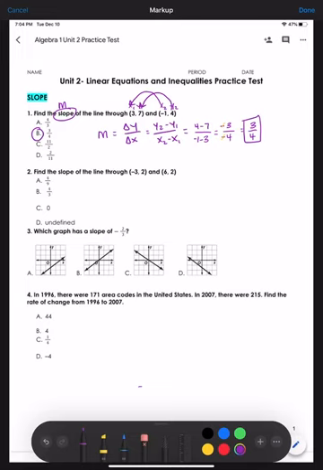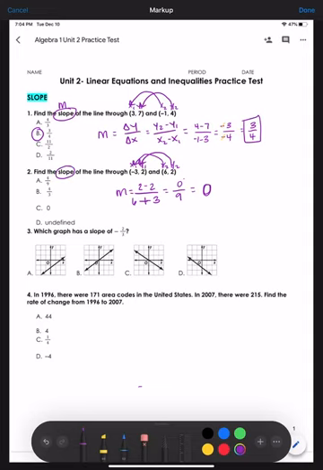Number 2, find the slope of a line through these 2 points. We're going to do the exact same thing. So I've got x1, y1, x2, y2. Slope equals y2 minus y1, which is 2 minus 2, over 6 minus -3. Now 6 minus -3, this minus negative here becomes a plus. 2 minus 2 on top is 0, and 6 plus 3 is 9. 0 on top, or 0 divided by anything, equals 0.